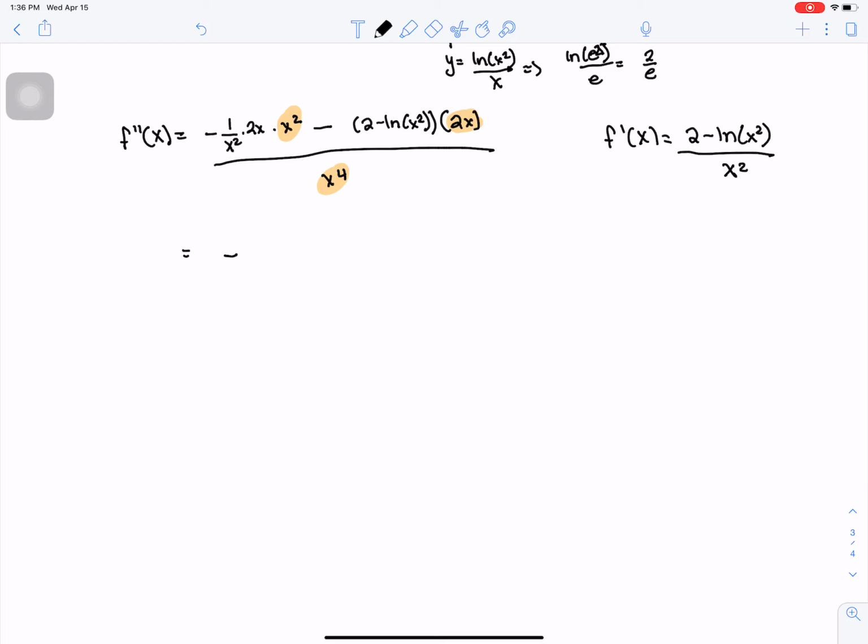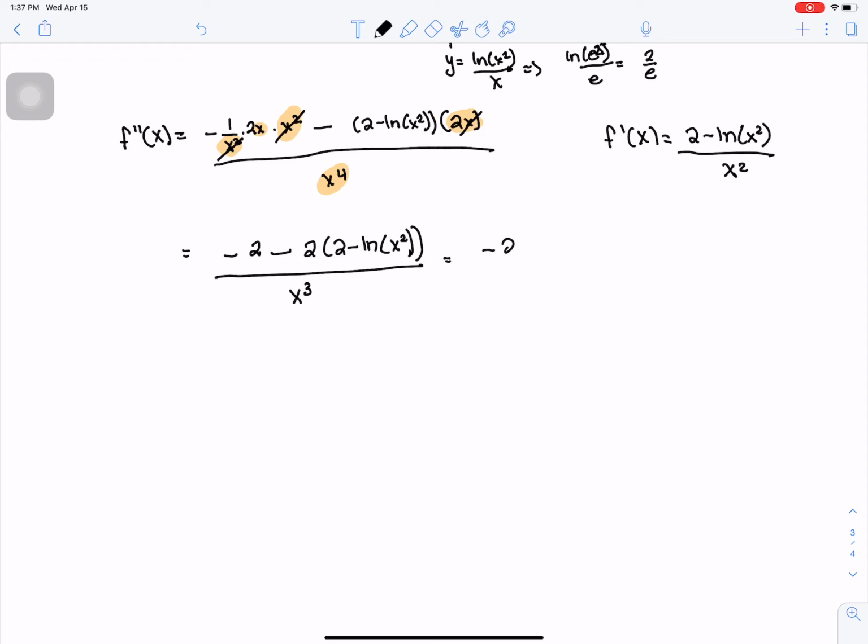So minus 2. Now I'm going to cancel out that x, and those x's are going to cancel out on their own. So I'm going to get a negative 2 minus, this x is going to cancel out, so I'm going to get minus 2 times 2 minus ln x squared, divided by, I divide out one of the x's, I get x cubed.